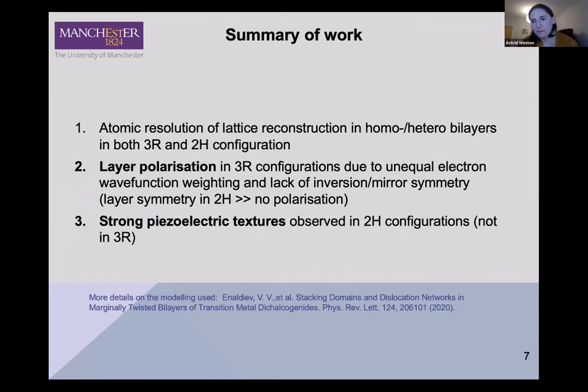You're muted, Andres. You need to turn on your microphone. Okay. Hey, Astrid. Thank you for your talk. Do you think it is possible to observe exciton localization in your system?